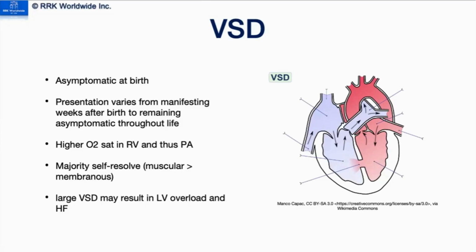Obviously, a large VSD will be noticed, because it'll lead to overload of the left ventricle and left-sided heart failure. But it's also important to note that a lot of them will just self-resolve, because remember, the muscular septum is greater than the membranous one. So VSD is really straightforward, but it is the most common cause of left to right heart shunting, and therefore they do test it quite a bit.